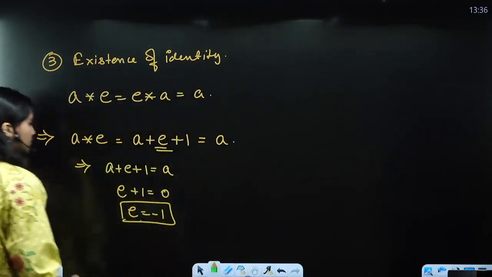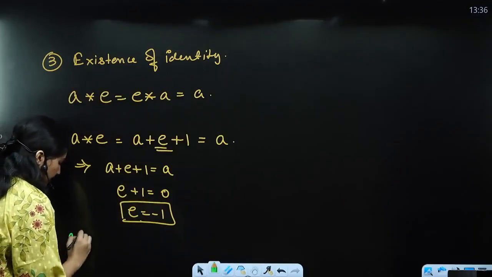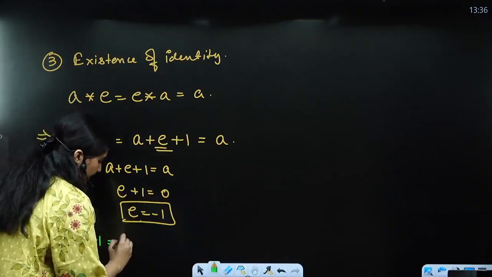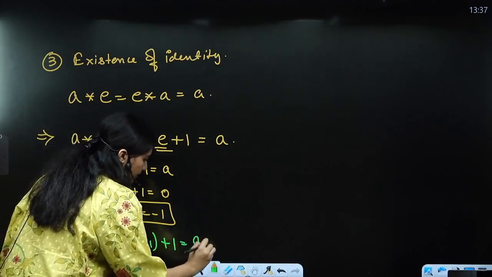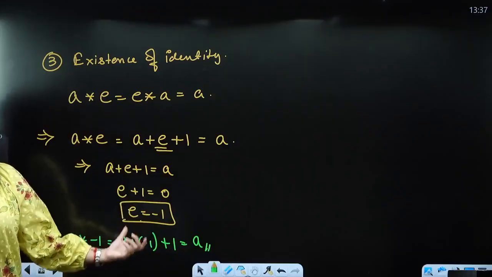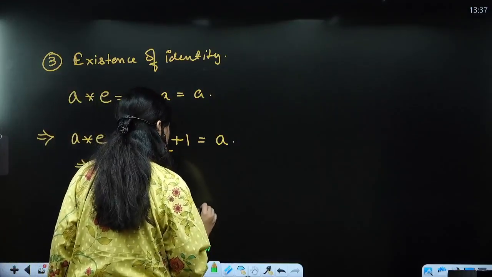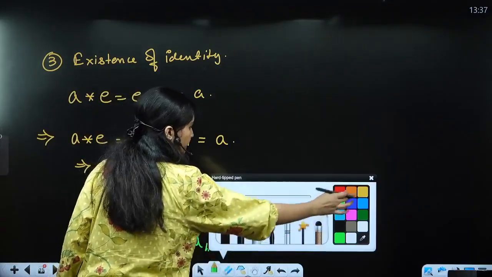Quickly, we can verify it as well. Make it a habit, so that later you never have problems. So a when operated with minus 1, what are you going to do? a plus minus 1 plus 1. So you'll get eventually a. So that means minus 1 is going to be the identity element for this group. And we know that it belongs to the set of integers, right?